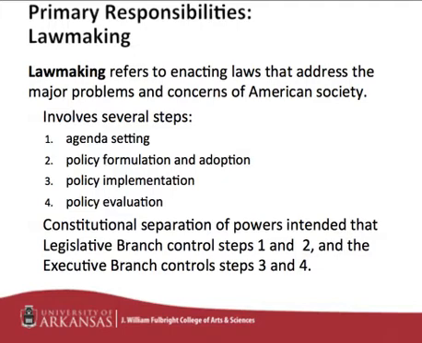Now, these first 2 steps are the ones that are specifically tied with the legislative branch through the constitutional separation of powers. The next 2 are tied with the executive branch, but they also involve the legislative branch. And this is policy implementation, which is the actual carrying out of policy, the execution of policy, as well as policy evaluation, which is how well did these policies affect what they're supposed to affect. In other words, not just what are the outputs, but also what are the outcomes.